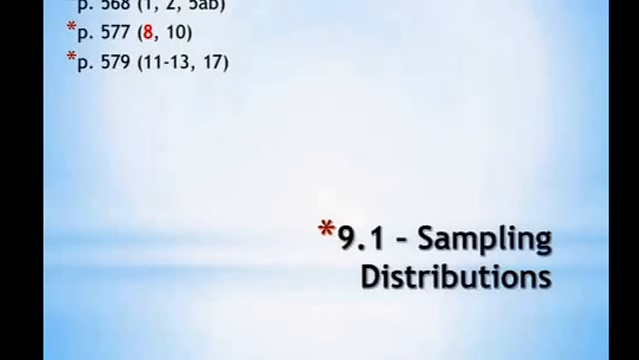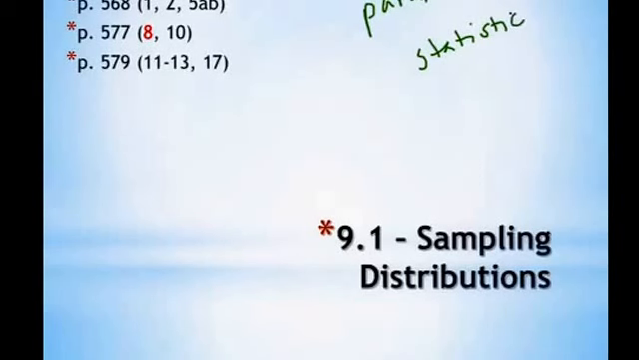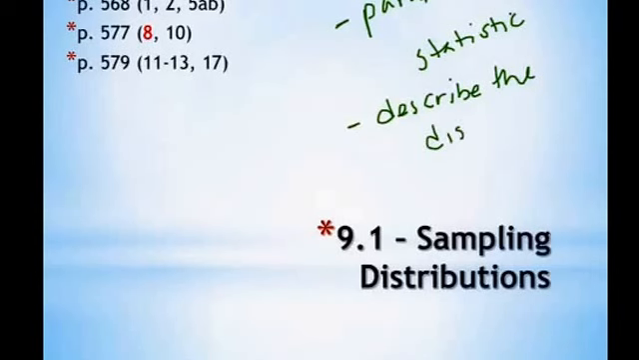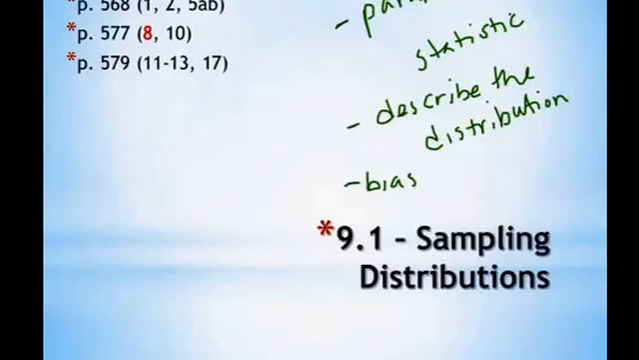Remember that the 9.1 quiz is going to have whether you have to say if something's a parameter or a statistic. And you also might have to describe a distribution. So think back to the beginning of the year when we were describing the histograms. And then lastly, distribution. We talked about bias. Remember, bias talks about the center, how far away from the center your sampling distribution is from the population, and then variability, how spread out the data is.